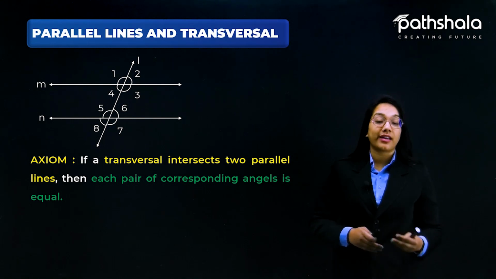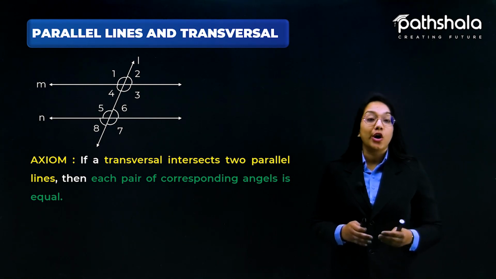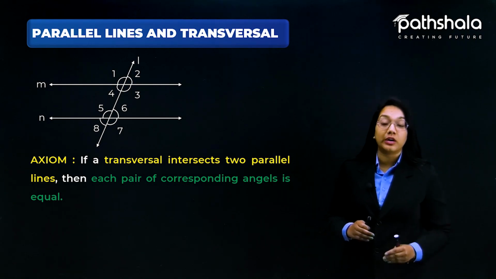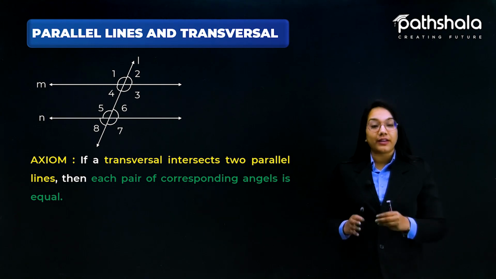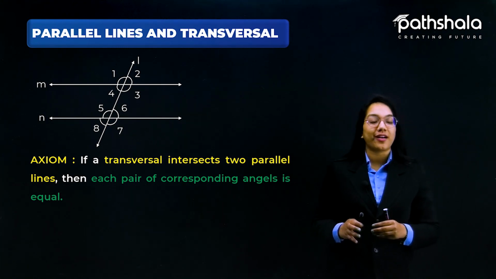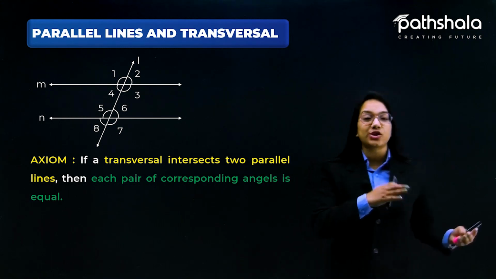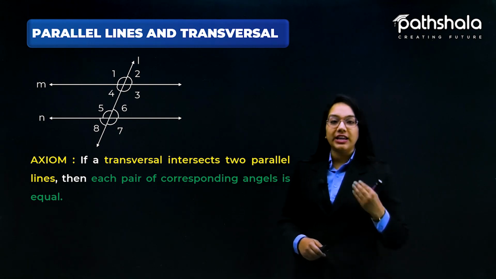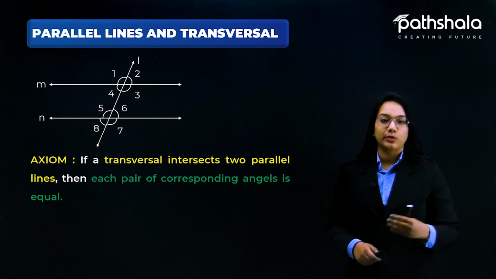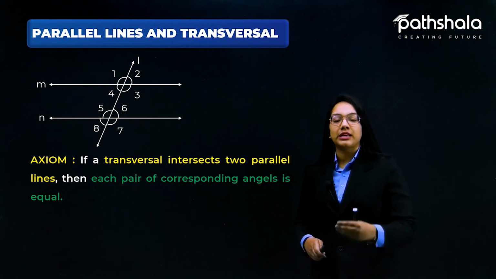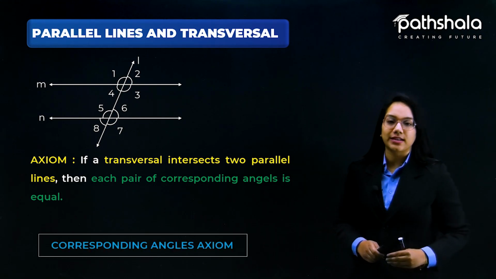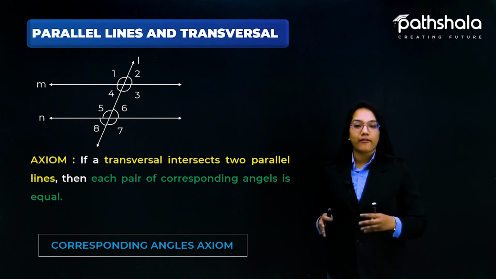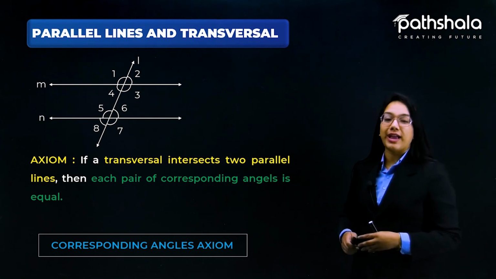We have done the activity in which I took two lines in our notebook, which are called the ruled lines. When we draw a transversal across the two ruled lines, I can definitely find that the corresponding angles come out to be equal to each other, which leads us to this axiom, which says that if a transversal intersects two parallel lines, then each pair of corresponding angles is equal to each other. This axiom has a special name: it is called the corresponding angles axiom.